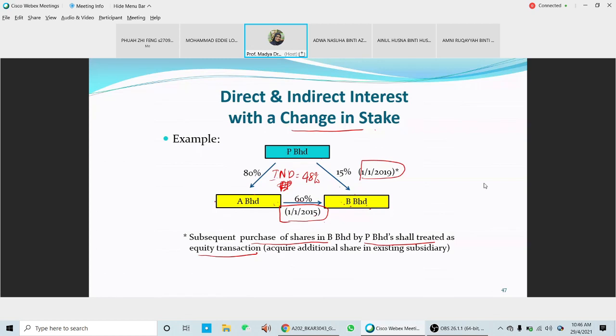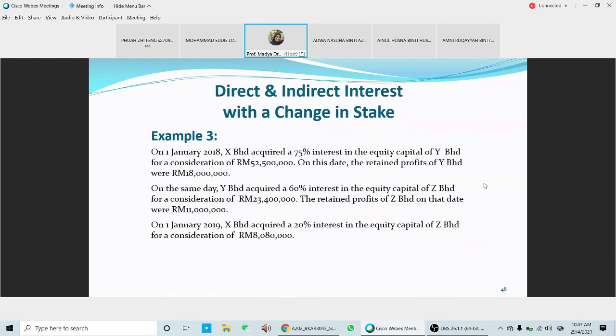Okay, so if you look at here, the NCI has 20% here. And then in this, NCI has 60 plus 15. So you're going to have 75. So NCI have another 25%. Okay, so this is what you have. Okay, we try to look at this example.